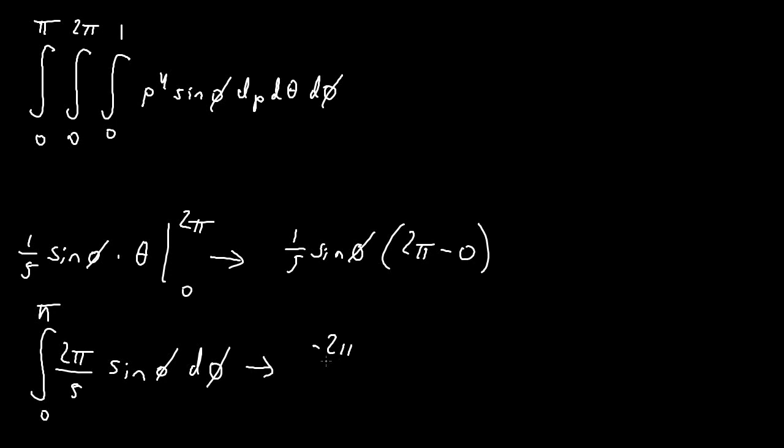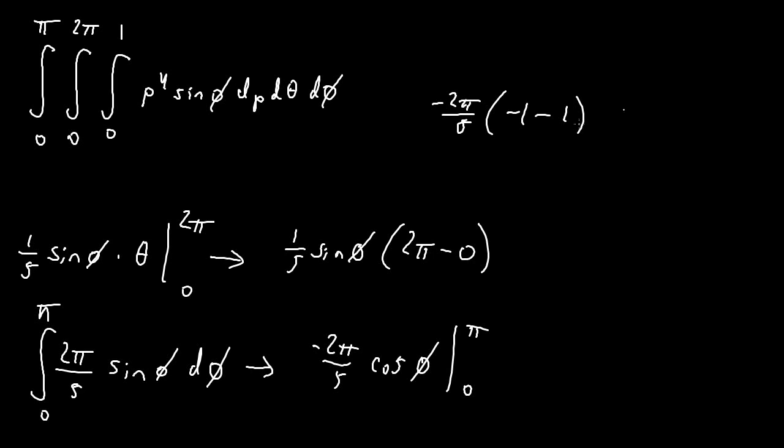So we have negative 2 pi over 5 times cosine of phi. Let's go ahead and evaluate from the phi bounds of 0 to pi. So when I plug in pi for phi, we get negative 2 pi over 5 times cosine of pi, which is negative 1, minus cosine of 0, which is 1. So then we get negative 2 pi over 5 times negative 2. Negatives will cancel, and so we're left with 4 pi over 5. And that is the final answer.